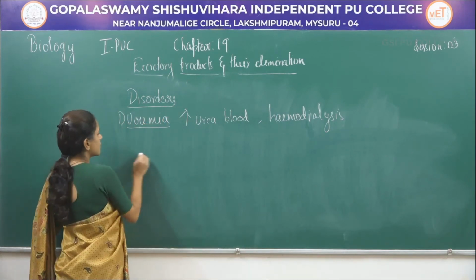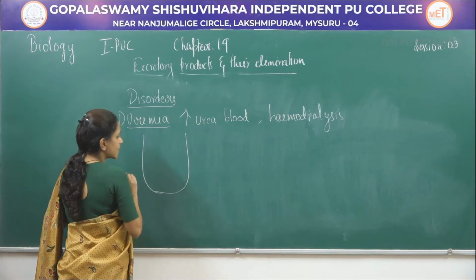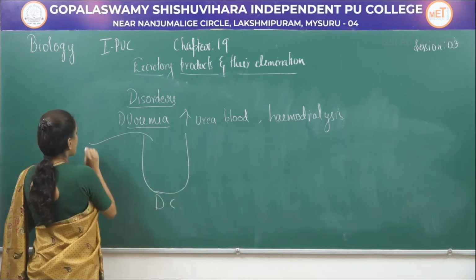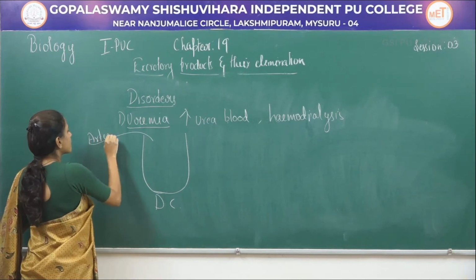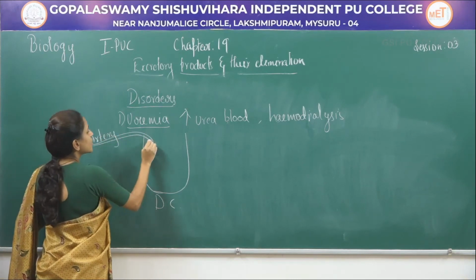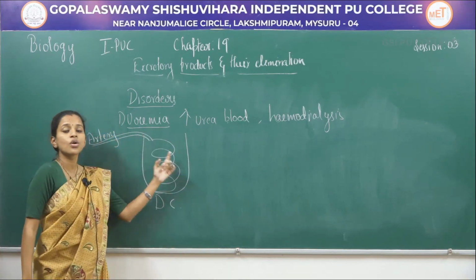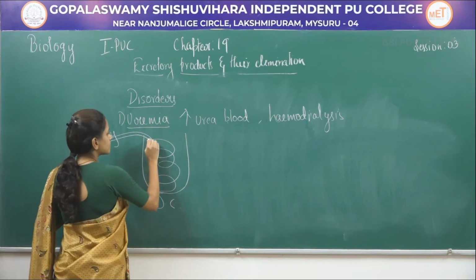Wherein the patient's blood, for example, if this is the dialysis chamber, the patient's blood from the artery is transferred into the dialysis chamber, which contains a coiled porous tube.